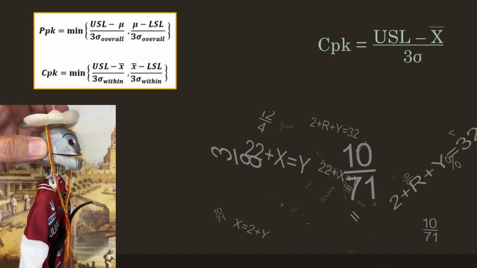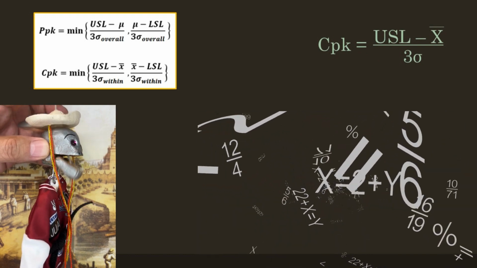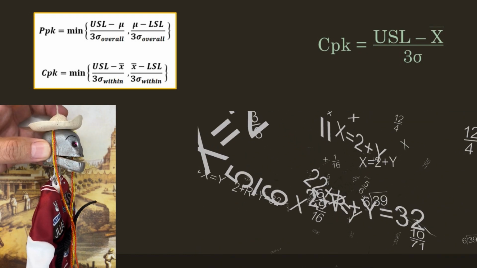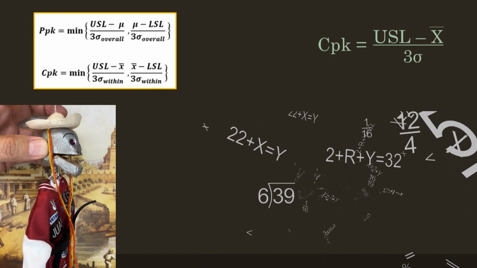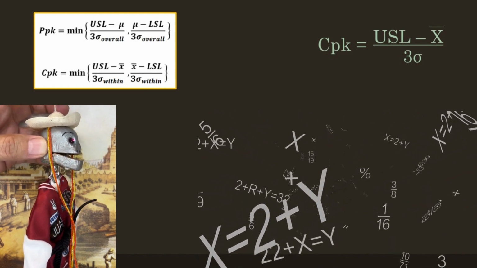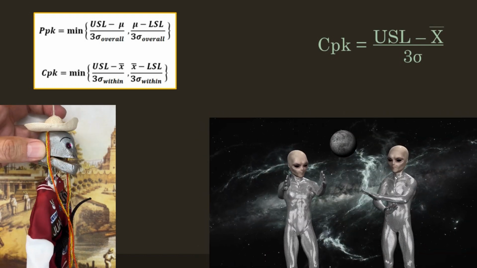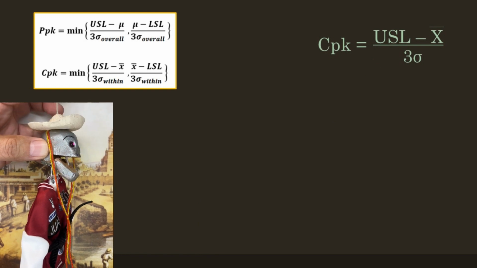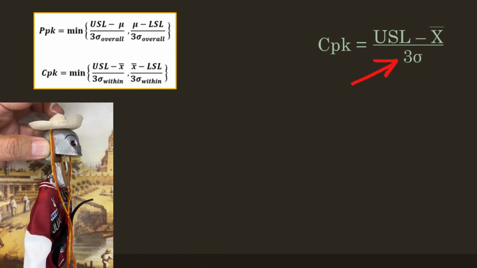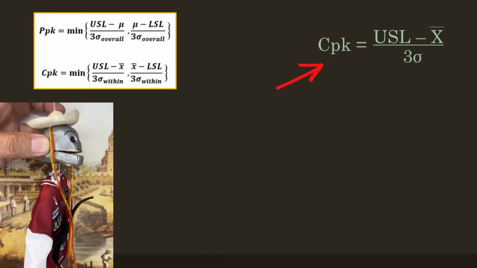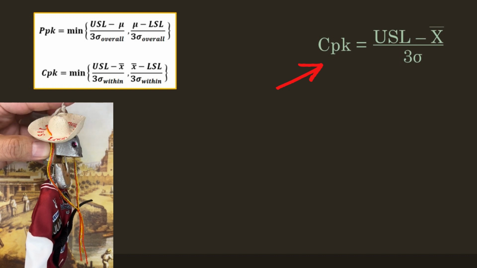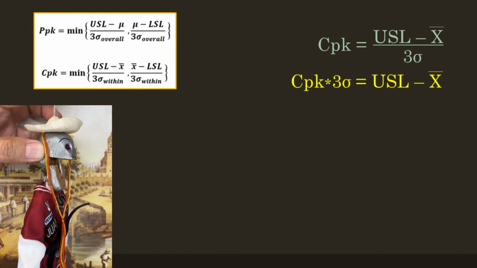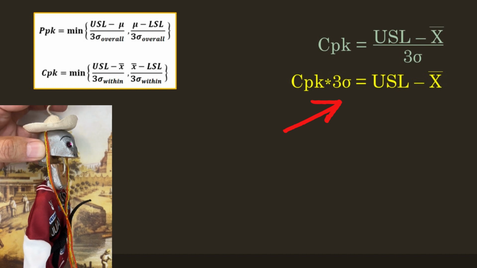Now, you may use algebra in a different way, but no matter what method you use, the result should be the same. Math is the only universal language, including aliens. We need first to remove the 3 sigma from the denominator, so it goes to the other side of the equation as a multiplying factor. So now, the 3 sigma is in this side.